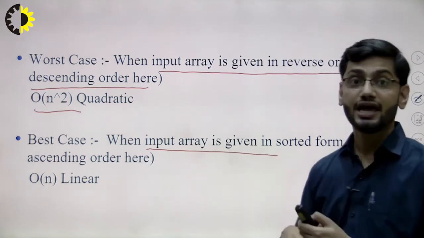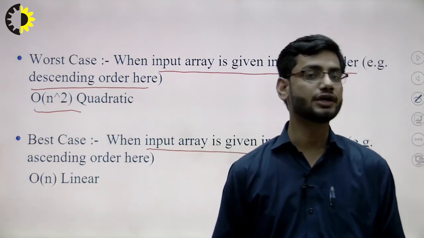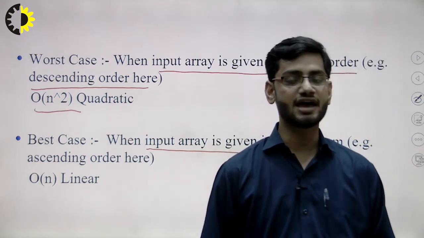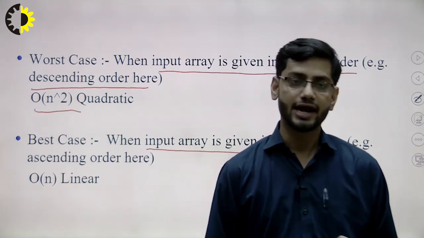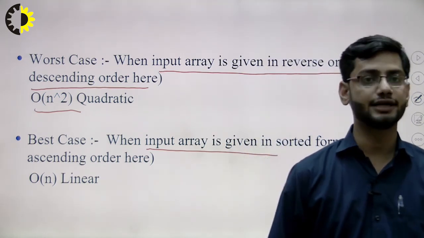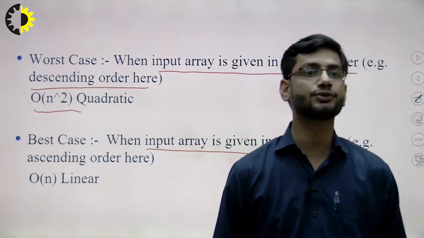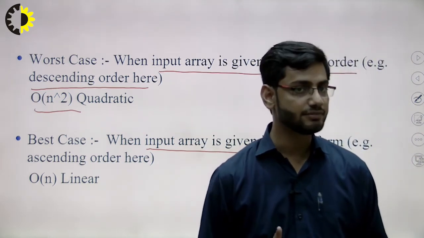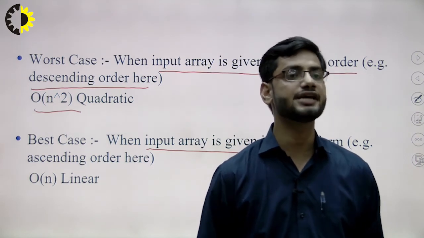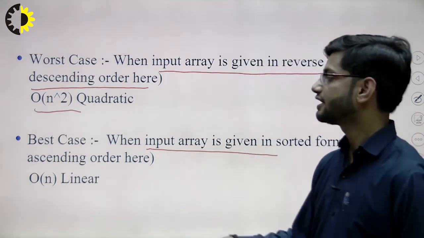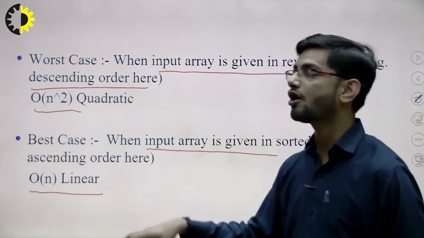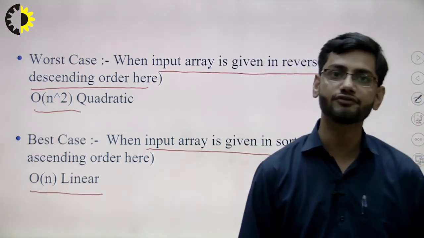In the best case, I have my input array in the same order as I want in the sorted form. I have the input in ascending order, and I also want the output in ascending order. So this is the best case. Here the while condition will be checked one time, and the while body will never be executed. That's why the best case time complexity of insertion sort is order of n.